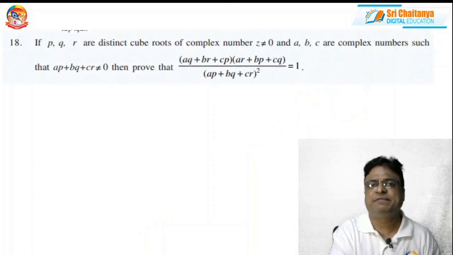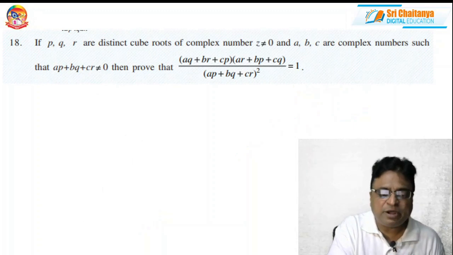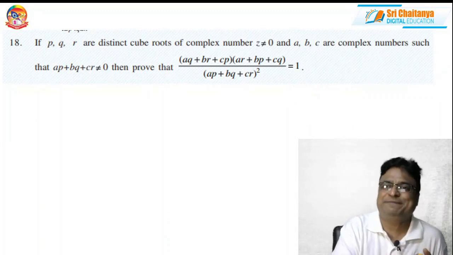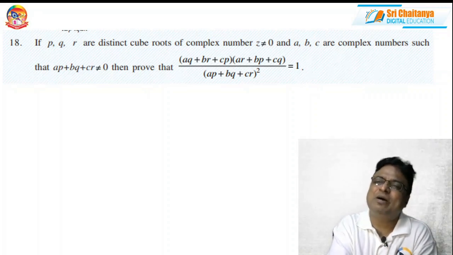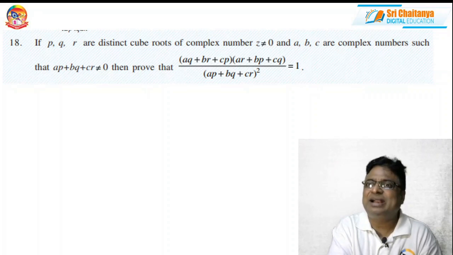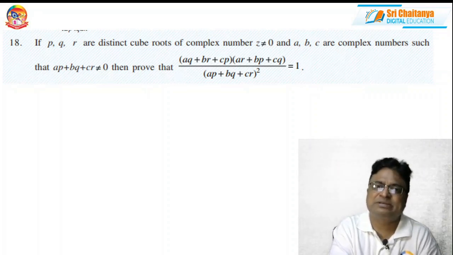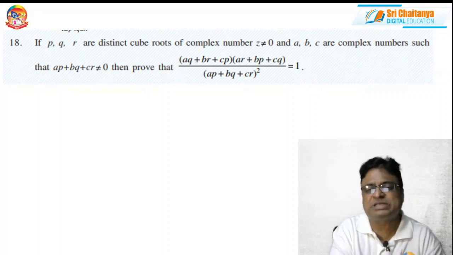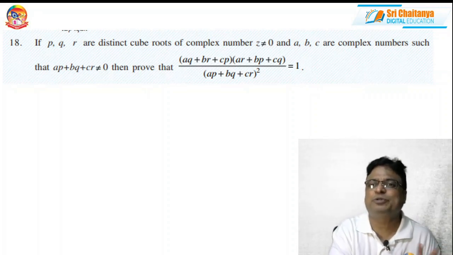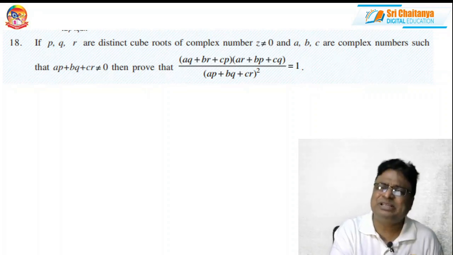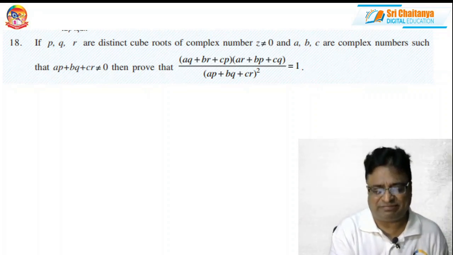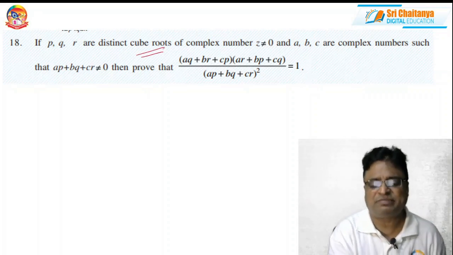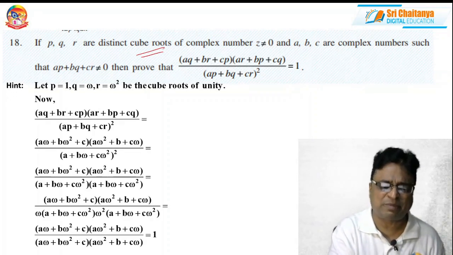Okay. And my friends, see this question. If p, q, r are the distinct cube roots of a complex number z, and a, b, c are complex numbers such that ap plus bq plus cr is not equal to 0, then prove that. This is very simple. Distinct cube roots of a complex number z. Suppose my z is 1, I have solved this problem by a particular case.